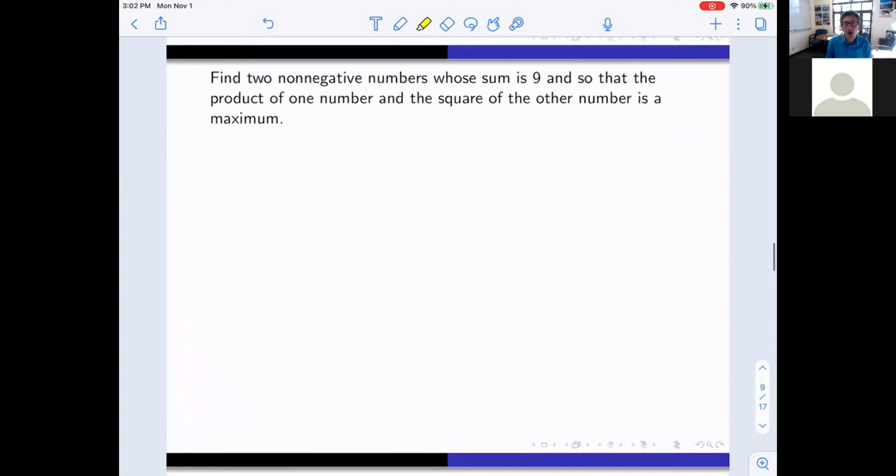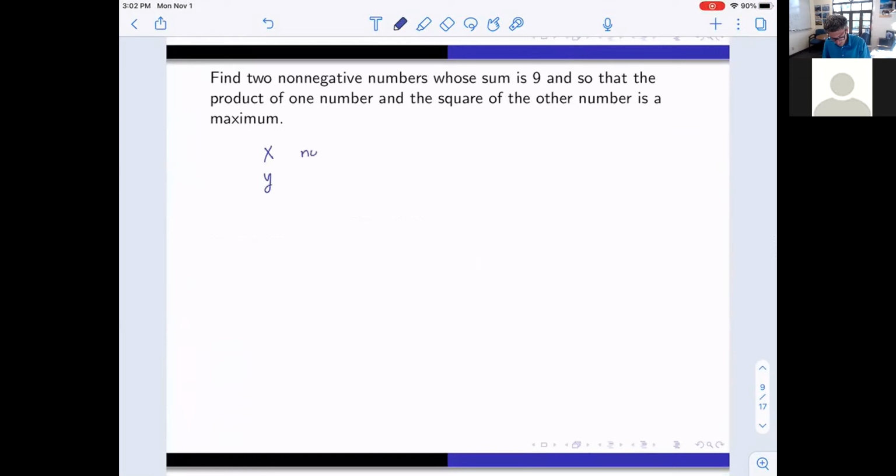It says find two non-negative numbers whose sum is 9, and so the product of one number and the square of the other number is maximum. Well, what on earth is this even asking? Well, let's think about it. And so we have two non-negative numbers. We need to call them something. I don't know. Let's call them x and y.